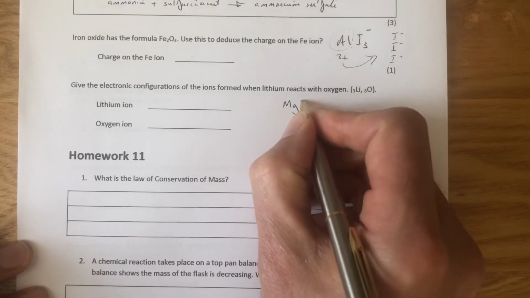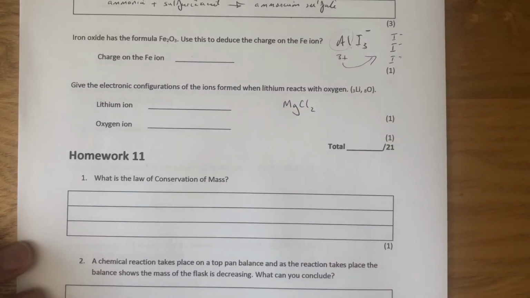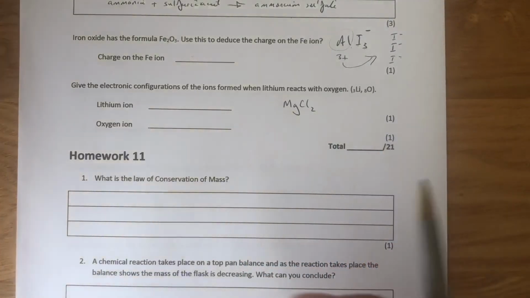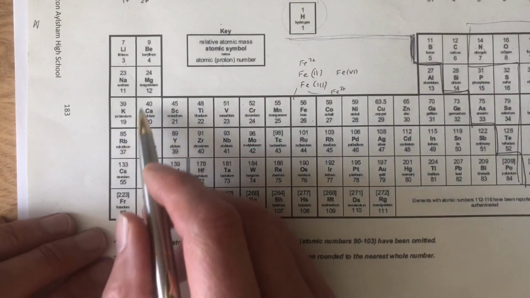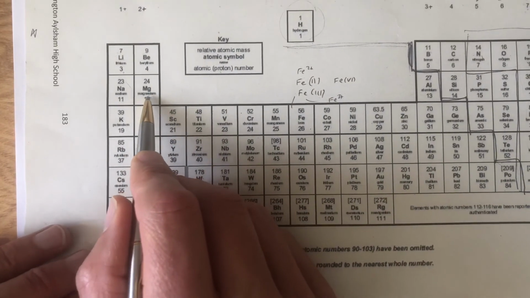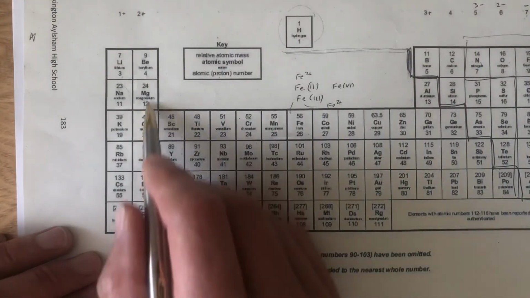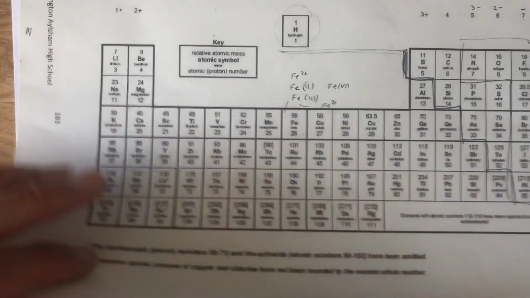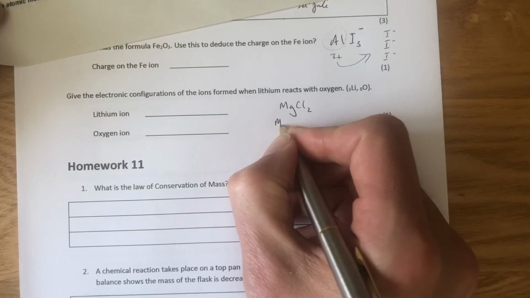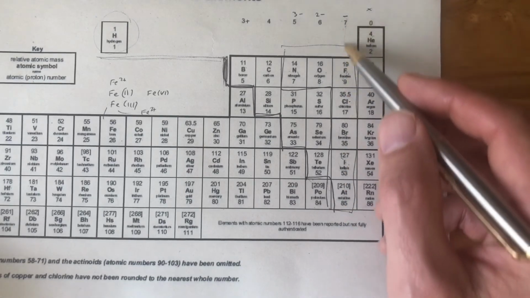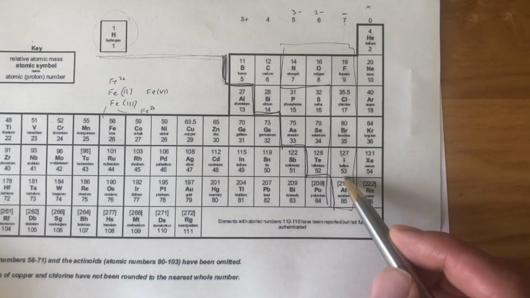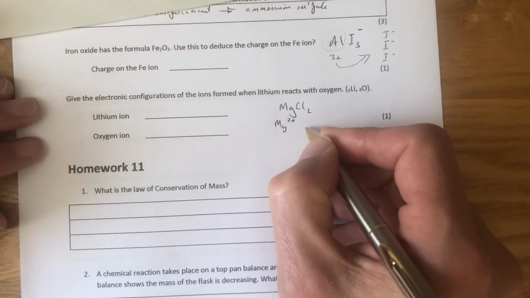So magnesium reacting with chlorine has the formula MgCl2. We can figure that out by saying magnesium is here in group 2 of the periodic table, so that means everything in this group has got 2 electrons on the outer shell, therefore it forms the 2+ ion, so that's Mg2+. And chlorine is here in group 7, so that has the formula Cl-, because everything here has got 7 electrons and needs 1 more, so that's going to be Cl-.